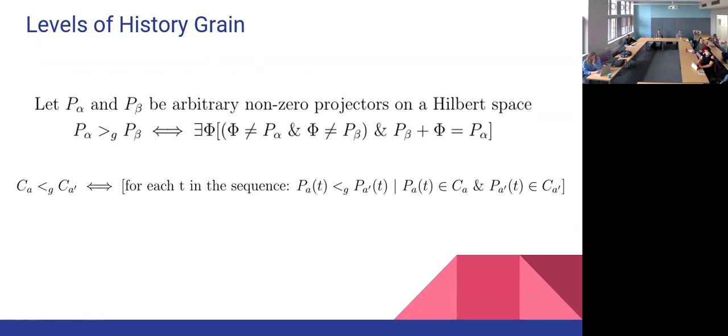And then we could talk about one history being finer-grained than another if, for each member of its sequence, where they're time-indexed and matched up, the projector of the finer-grained one is finer-grained than its counterpart in the coarser-grained one.